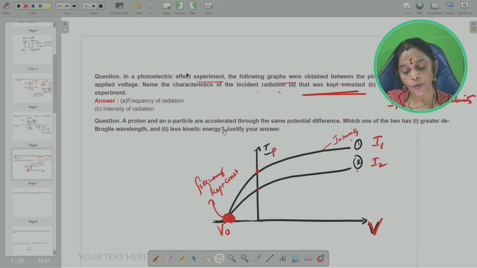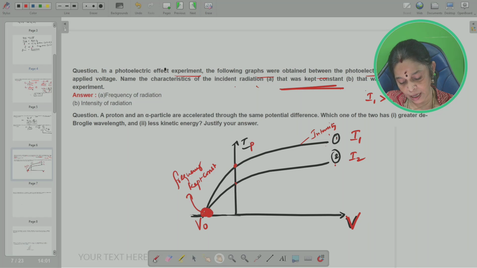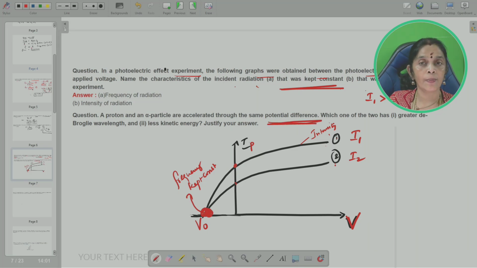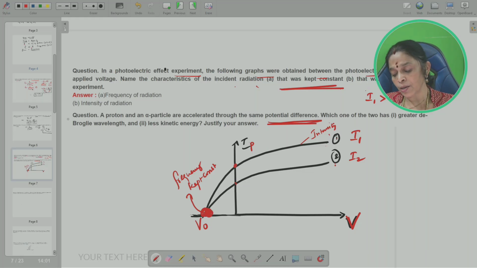A proton and alpha particle are accelerated through the same potential difference. Earlier, what have we seen? Same de Broglie wavelength, kinetic energy relation. But here, same potential difference. Which one of the two has greater de Broglie wavelength, lesser kinetic energy? Children, this question is no way connected to the graph. It is slightly different.